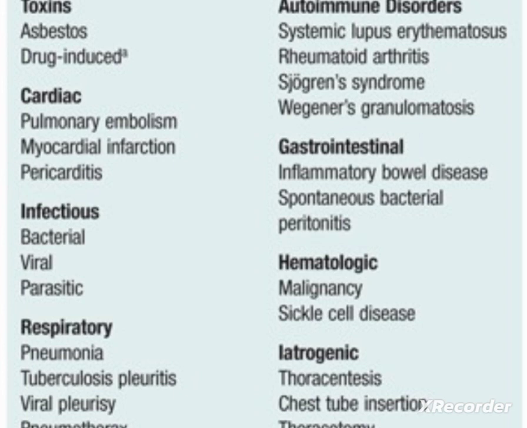So for the etiology, you just need to understand the headings: toxins, cardiac, infectious, respiratory, autoimmune disorders, gastrointestinal, hematological, and iatrogenic. When you remember the headings, you can write the etiological factors underlying pleurisy. Okay.